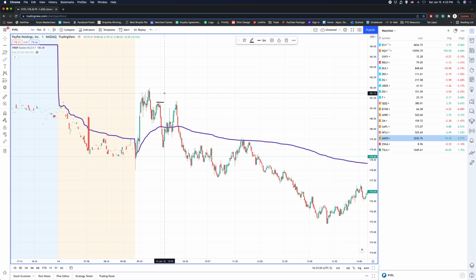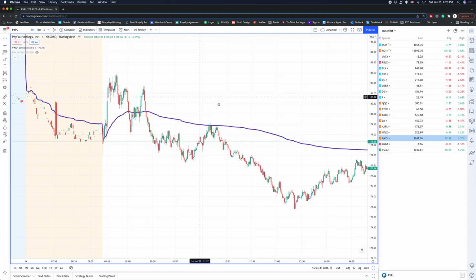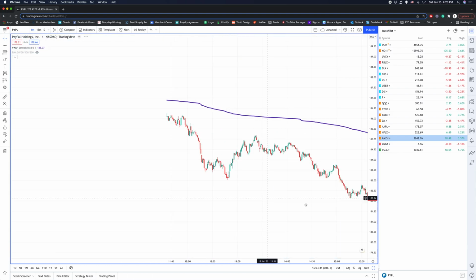But that is very, very dangerous, especially if you don't know what you're doing. If it's your first time trading, you want to get in and you want to get out. That's why we want to wait until 9:50, 10 o'clock, and give it time so that it can make its move. So let's look at another example.